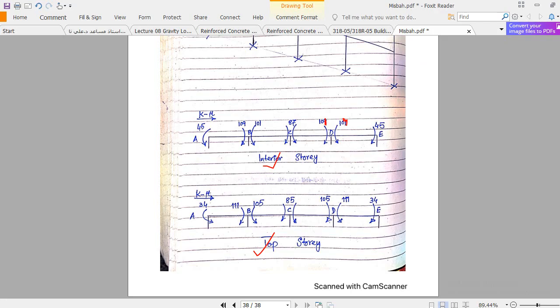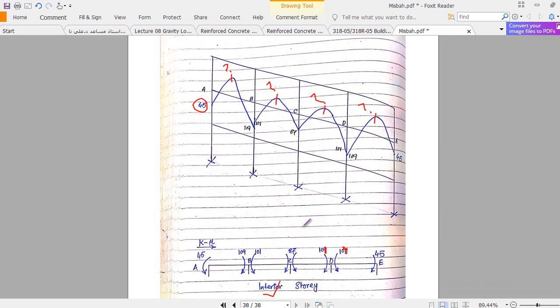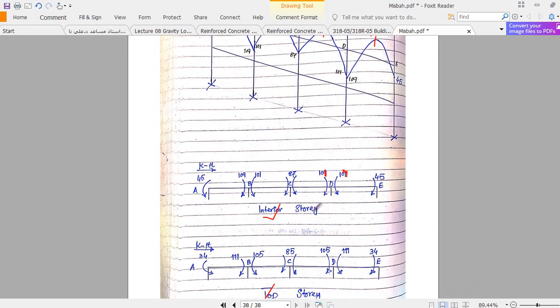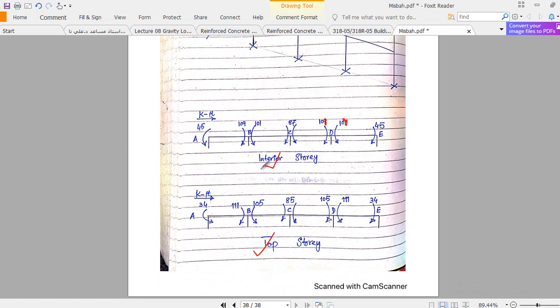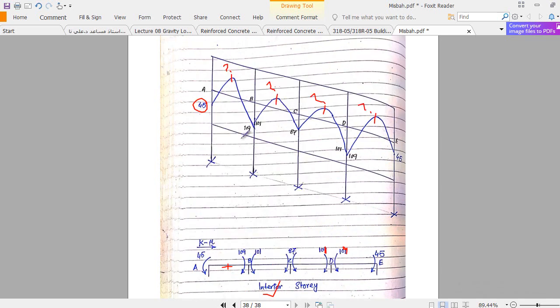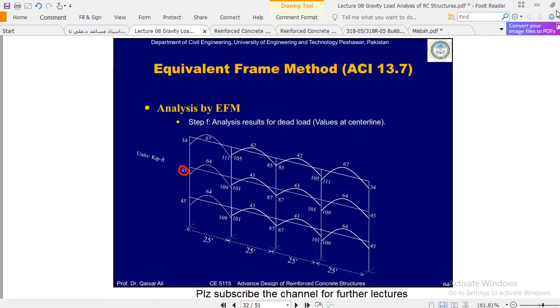So after this we have to do some other calculations as we did in our bachelor's. Okay, what we have to find out is the positive moment right at this midpoint and this midpoint. Clear? As I show here. So I did this whole calculation. You see this 64, this 67, this 44. From where these moments come, let me discuss it.